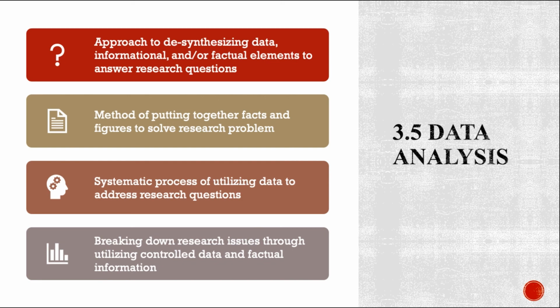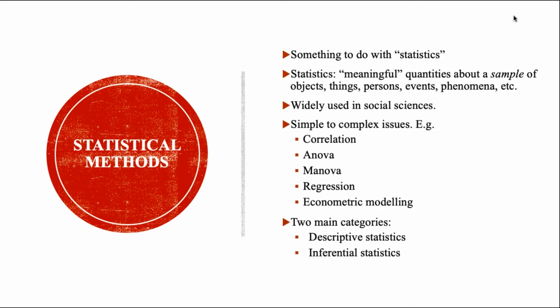Also, we call it breaking down research issues through utilizing controlled data and factual information. So what are the statistical methods? We have so many methods to do with statistics. Statistics is meaningful, quantitative, about a sample of objects, things, persons, events, phenomena, so it is widely used in social science. We have correlation, ANOVA, MANOVA, regression.